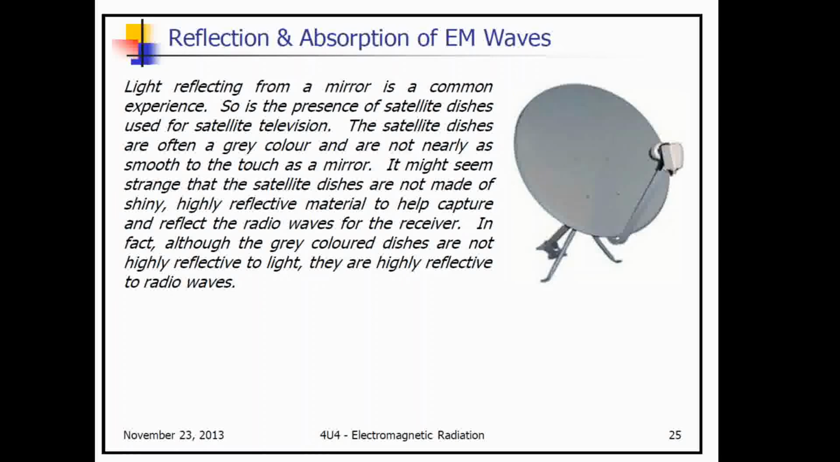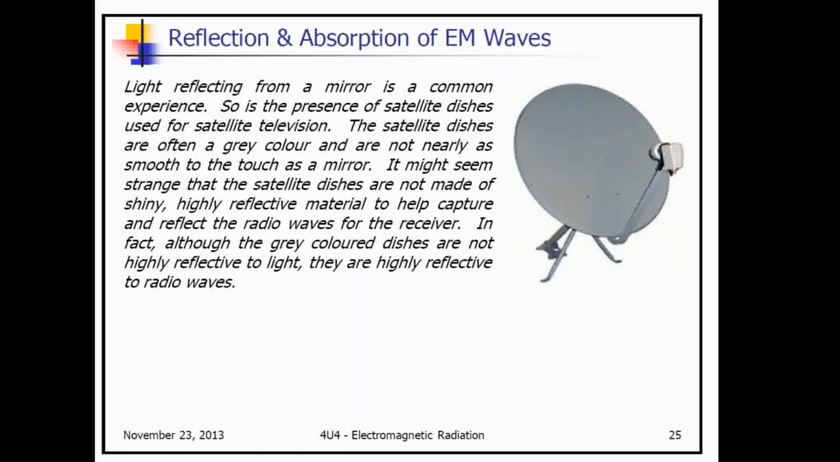And those radio waves have a much larger wavelength than light. So in order for a radio wave to reflect, the surface doesn't need to be nearly as smooth as it does for light to reflect, like the smoothness of a mirror that you see. So a gray satellite dish reflects just as well as a highly reflective mirror satellite dish would.